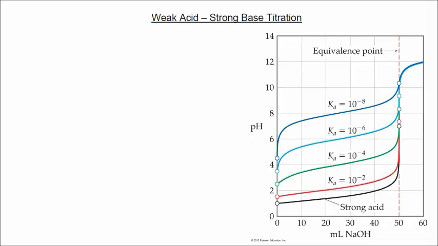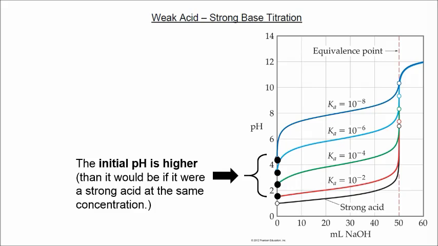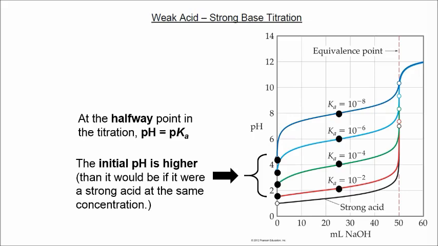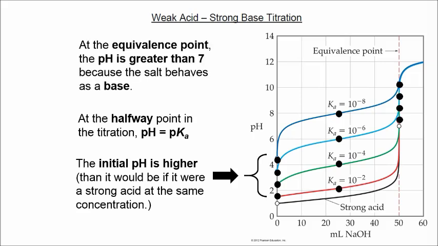Again, we're summarizing the differences between weak acid and strong acid. For a weak acid, the initial pH is higher than it would be if it were a strong acid at the same concentration. At the halfway point in the titration, the pH equals the pKa. And at the equivalence point, the pH is greater than 7 because the salt that is produced behaves as a base.